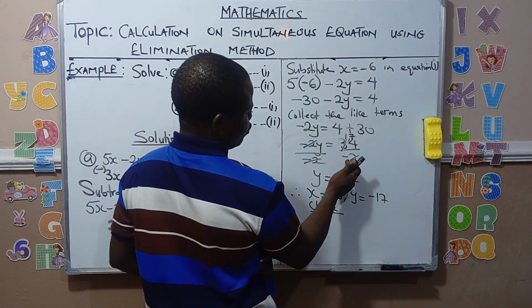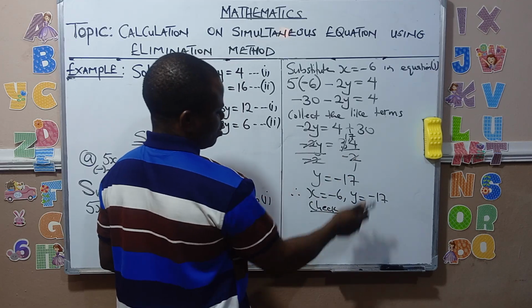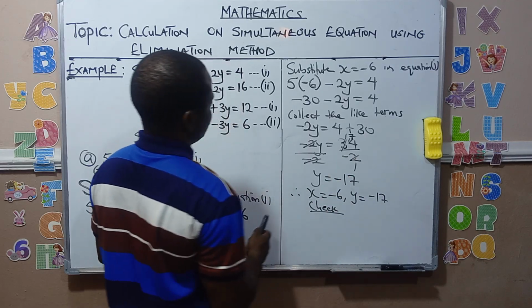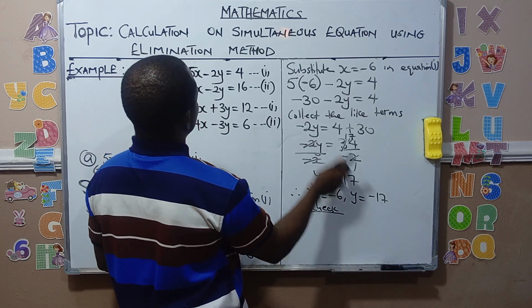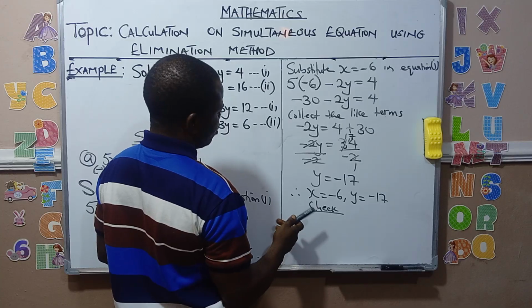Because negative, positive divided by negative gives you negative. That's why we have minus 17. Let's check. If you substitute those values and we're unable to get 4 or 16, you can pick any of the equations. That means that we are wrong.